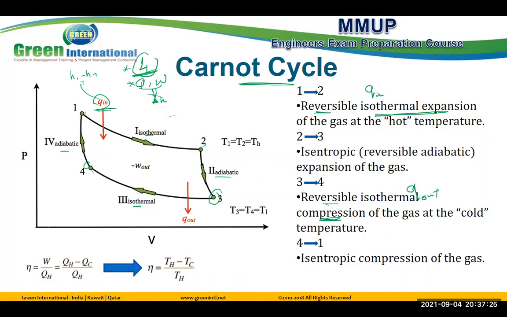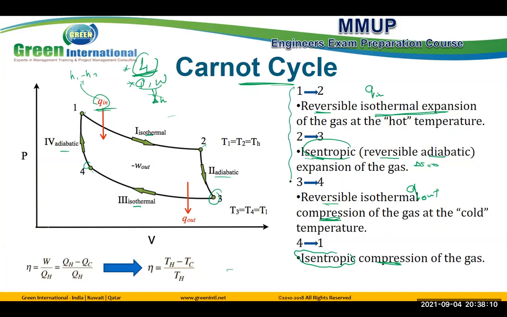So what is from 2 to 3? This is an adiabatic, isentropic process: adiabatic plus reversible. So it means an isentropic expansion of a gas. What is the advantage of this? For isentropic, delta S is equal to 0. And from 4 to 1 it is also reversible adiabatic, but it is not expansion here. This is compression, so it is isentropic compression of the gas. Okay, so this is a total of 4 processes.